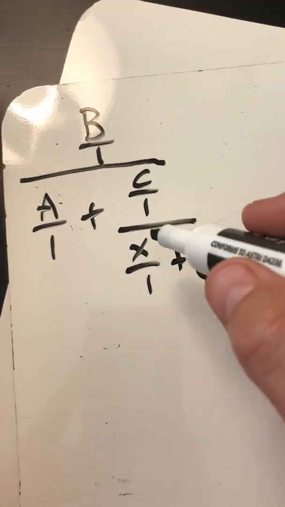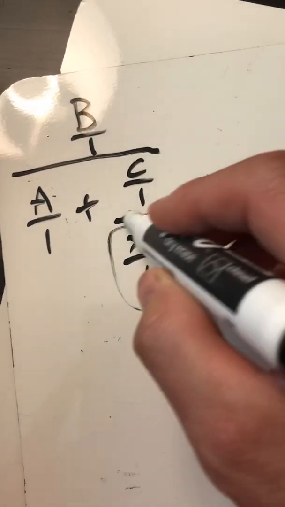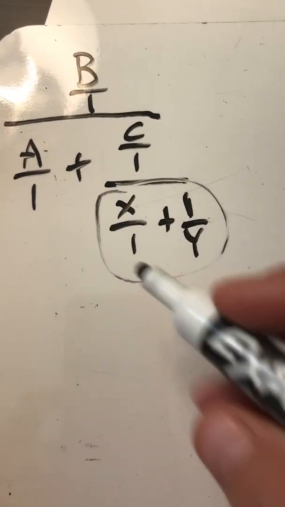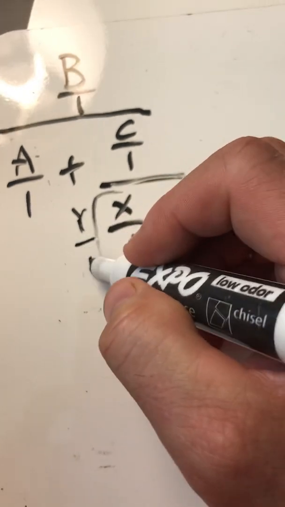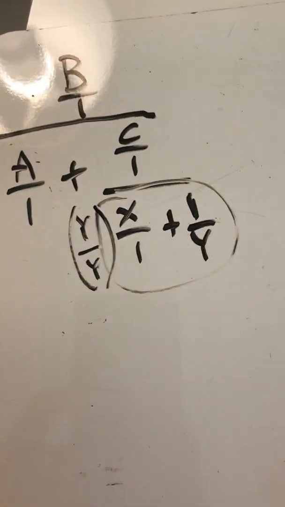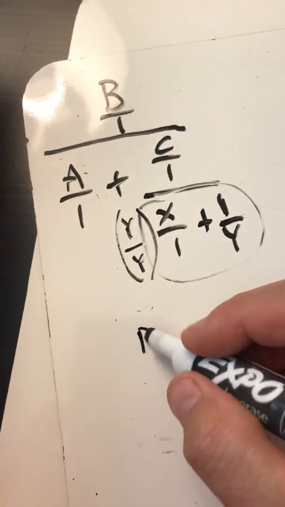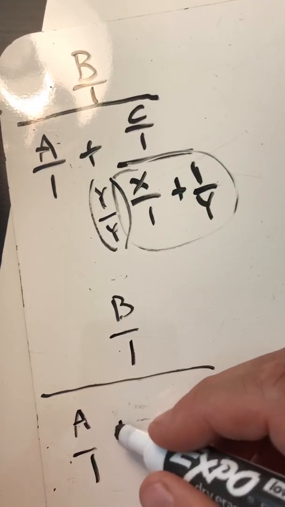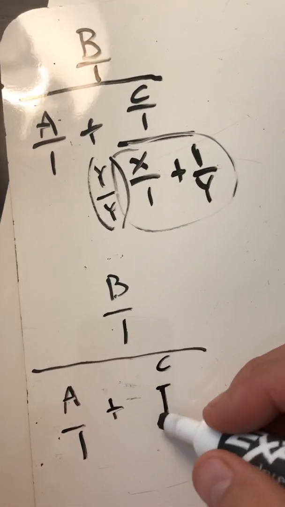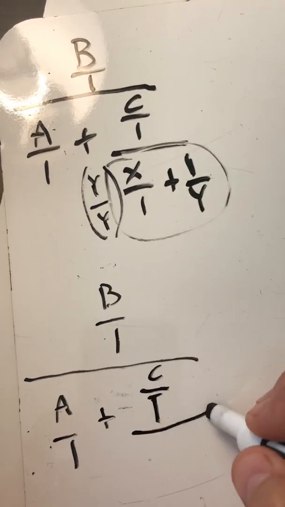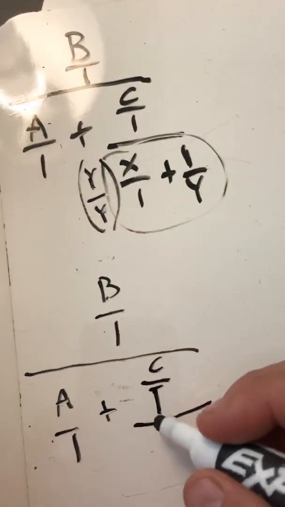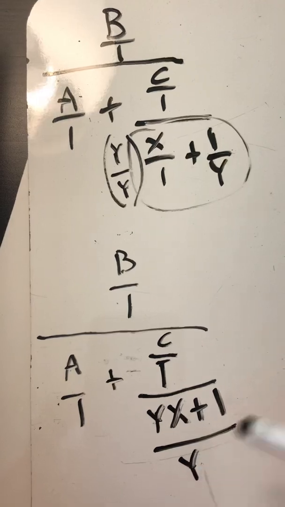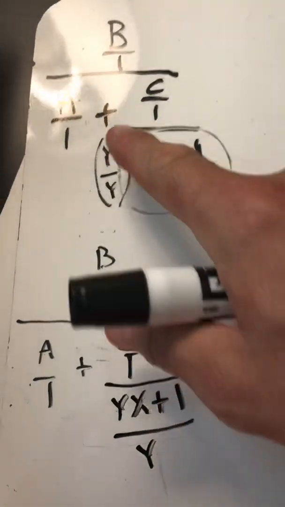You always start at the lower right, which is right here. We need a common denominator between 1 and y. The least common denominator is y. So I'm going to multiply this term by a form of 1, y over y. That will give me b over 1 divided by a over 1 plus c over 1 divided by yx plus 1 all over y. Okay, I now have a common denominator.